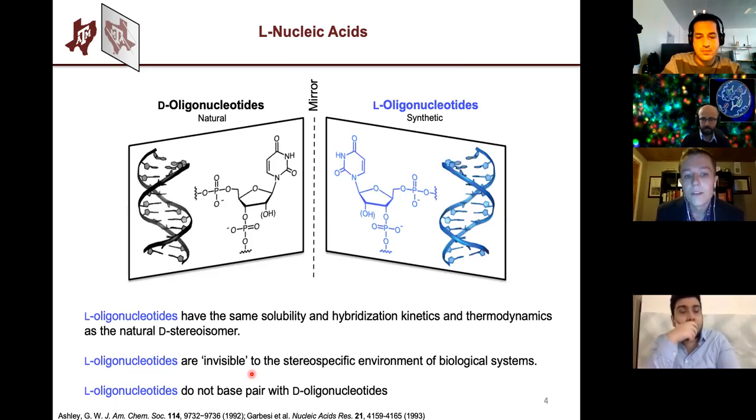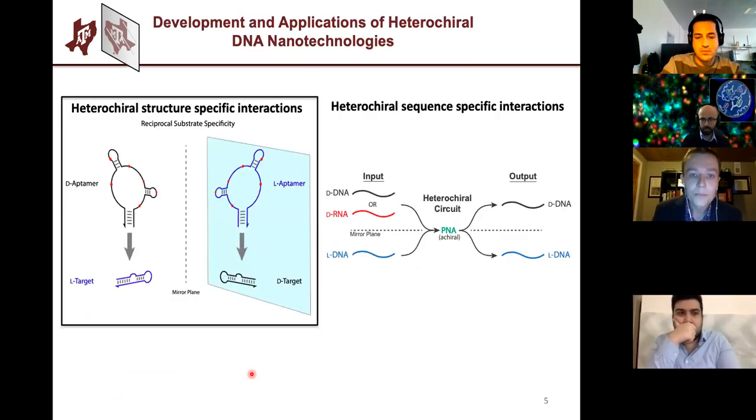And one really key property here that can be viewed as either a pro or a con, which I think is really an advantage more than a disadvantage, is that L-oligonucleotides do not base pair with D-oligonucleotides. And there are obviously examples where people have forced some sort of quasi-base pairing, but for the sake of argument, it's not standard Watson-Crick.